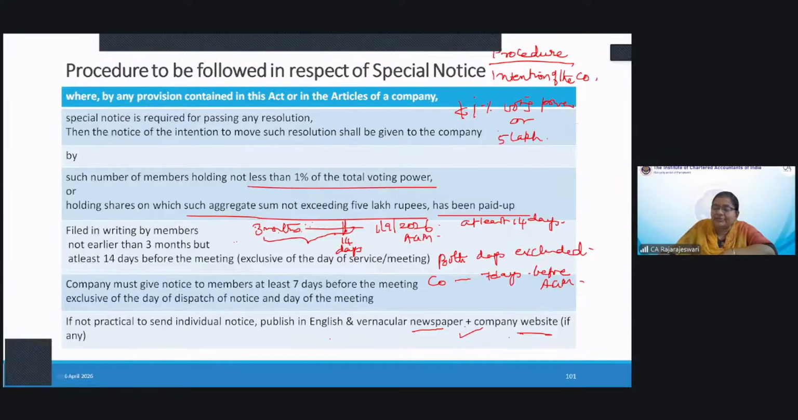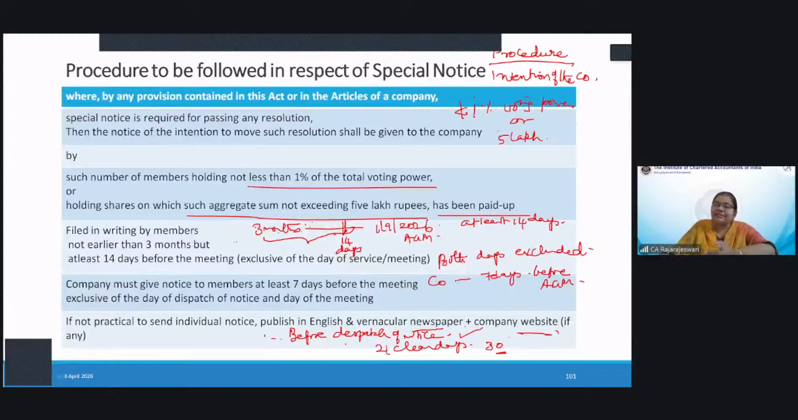So if this has been received from the member before dispatch of the notice, because you require 21 clear days. Assume you dispatch it before 30 days. Before that 30 days, if the person has given, they will include that also here and they will put it in the notice and they will dispatch it to the shareholders practically. No difficulty for the company.